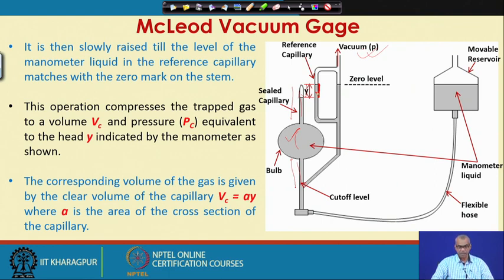The corresponding volume of the gas is given by the volume of the capillary, Vc equal to A into Y, where A is the area of cross section of the capillary. If you take the cross sectional area of this and this the same, and it is A, and this part is Y, then volume Vc is Ay.